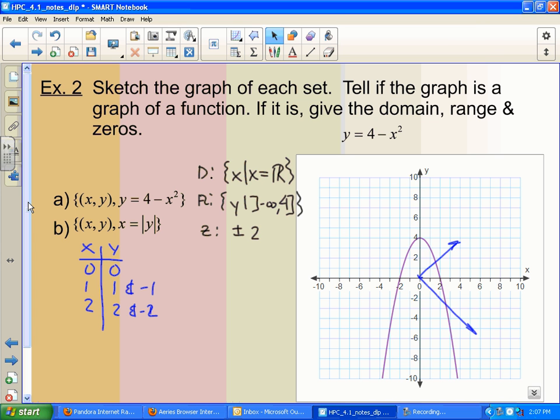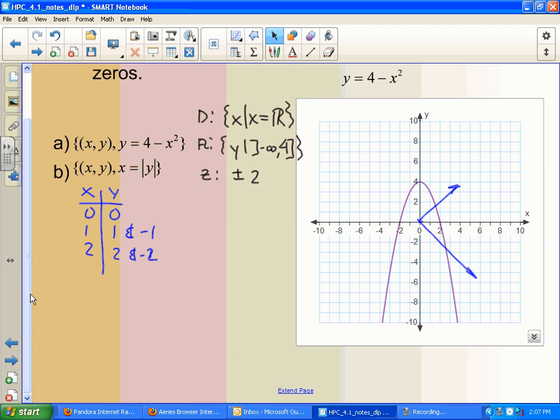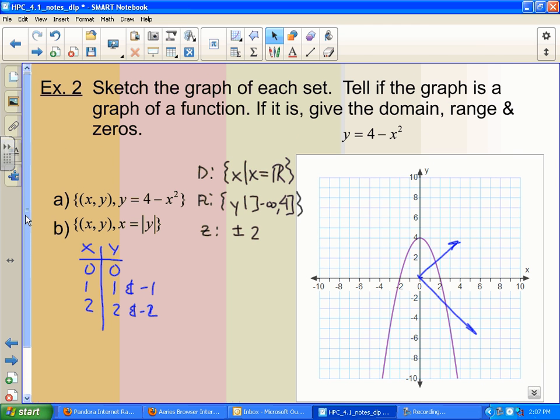Is the blue graph a function? It doesn't pass the vertical line test, right? So if the graph is a function, then we're finding the domain and the range. If it is not a function, we're not finding the domain and range of this thing. The domain, if we described all the x values that made this work, we'd say everything to the right of 0. The range would be all reals, and it only has one 0, which is at the origin. So that would be the description of that.